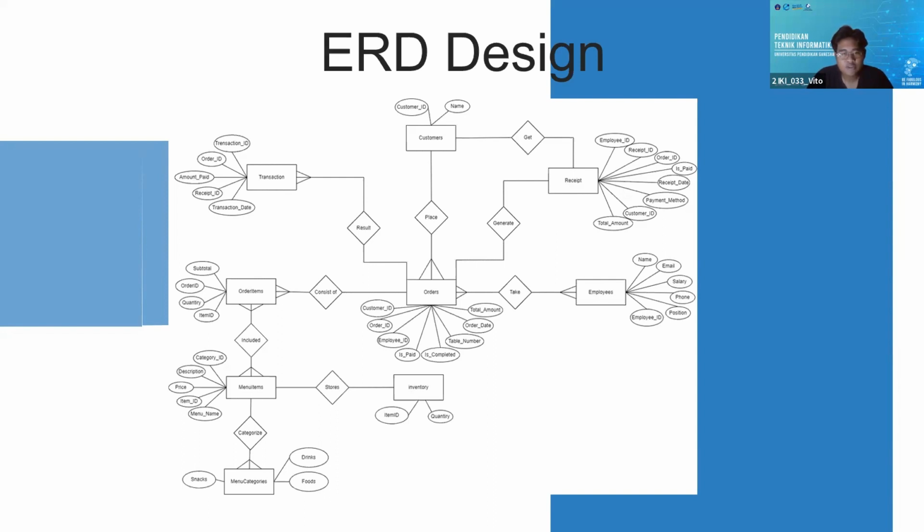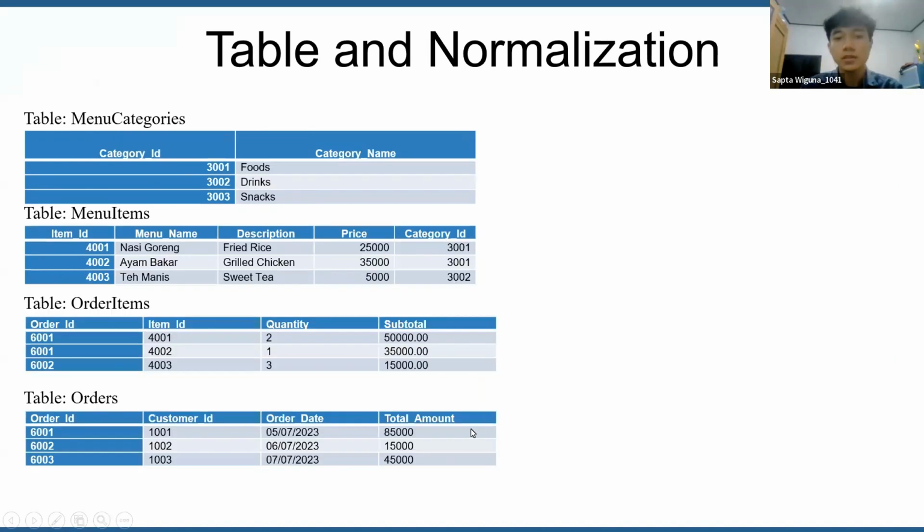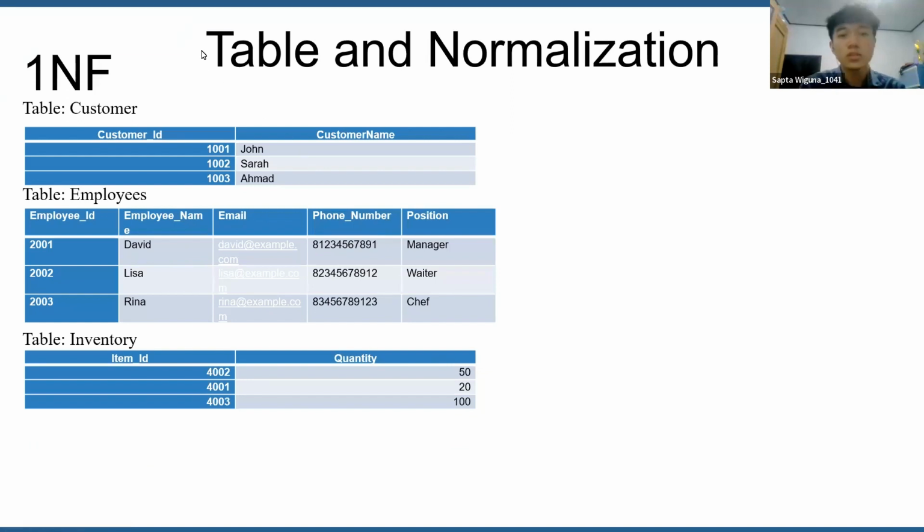So because the explanation is done, I will hand it back to Sapta. Okay, I think that's all for the explanation of the ERD design. So the next topic is table and normalization. For the table and normalization explanation, I will give it to Aris. For Aris, the time is yours to explain this topic.